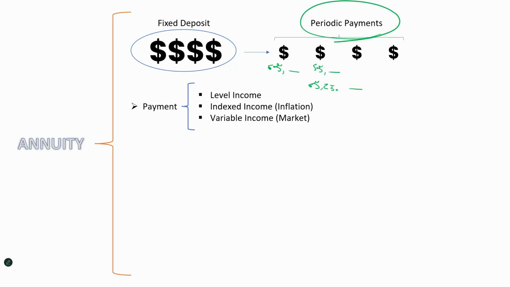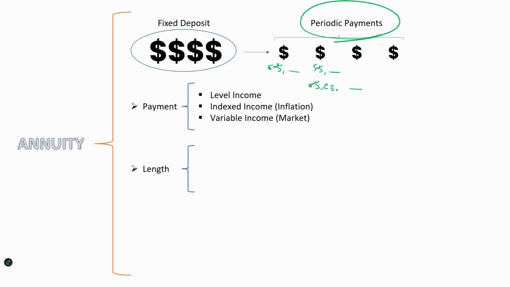It could also be variable income. So you put this money inside some investments like funds, and based on how that fund is performing, your payments are going to increase or decrease. So it could go up, it could go down. So we have three types of payments: it could be level, it could be indexed, or it could be variable.